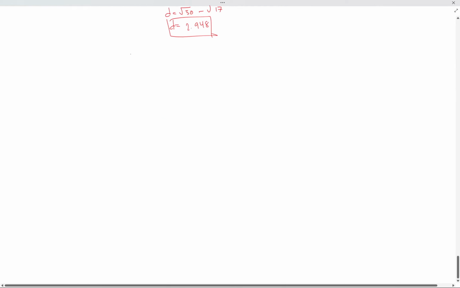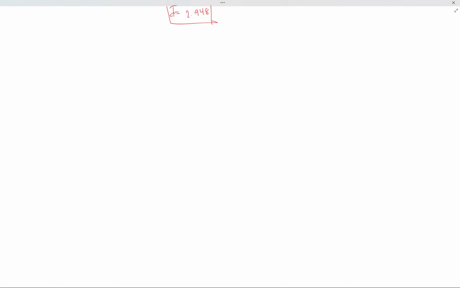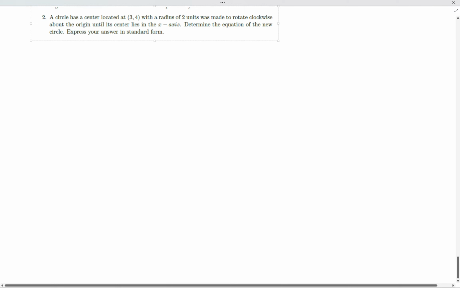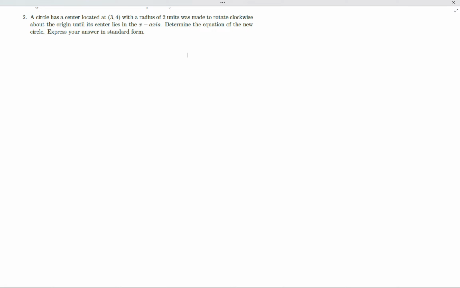Okay, notice it's taking a lot of time at this point, but when you're solving, not explaining, it would really be a lot quicker for you this way. Okay, now let's move on to example number 2. For example number 2, we have this question, so let me paste it here. It says that we have a circle at the center at 3, 4, with a radius of 2 units, was made to rotate clockwise about the origin until its center lies in the x-axis.